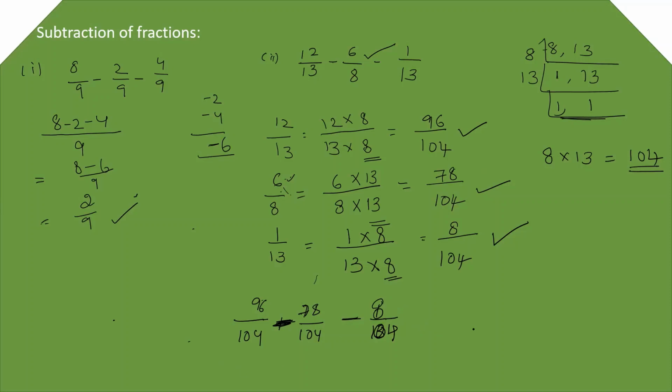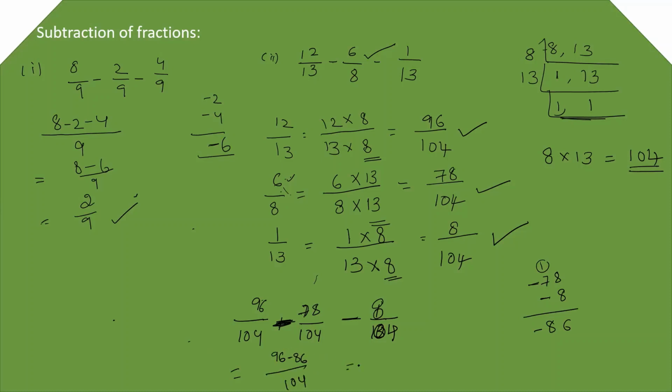Now subtract. Now minus 78 minus 8. 8 plus 8, 16. 7 plus 1, 8. We have two minus signs, right? So write as it is, minus. It means 96 minus 86 by 104.